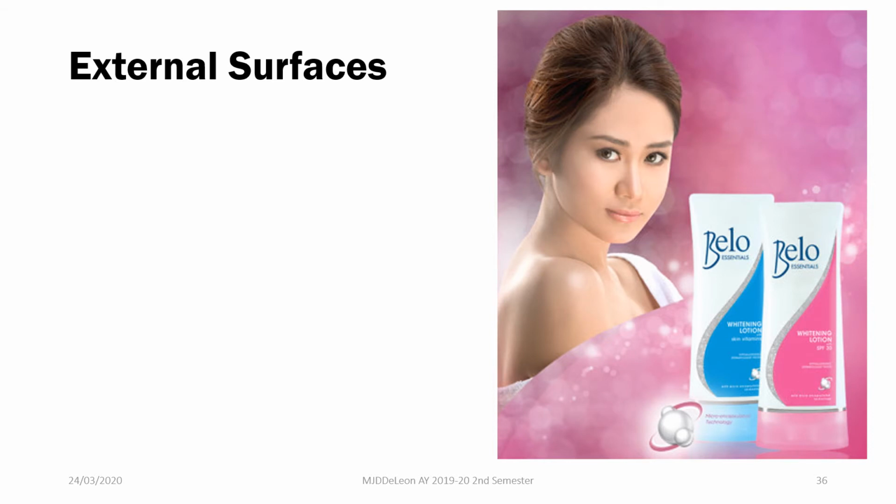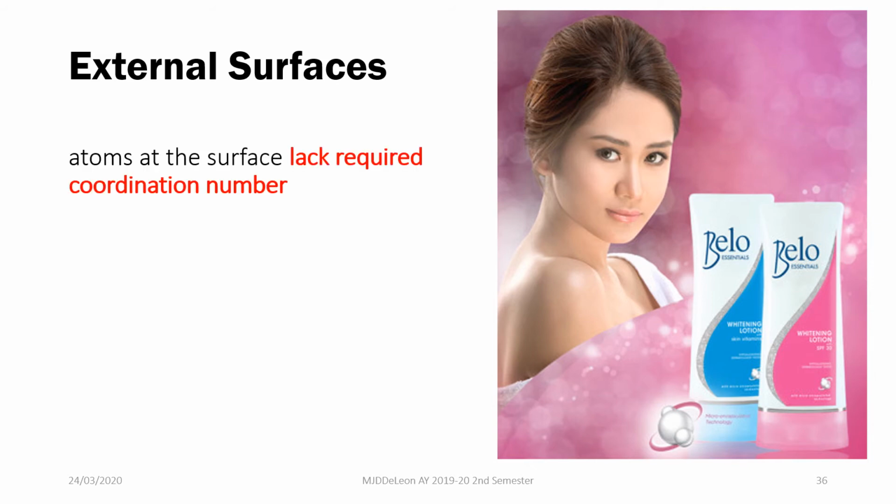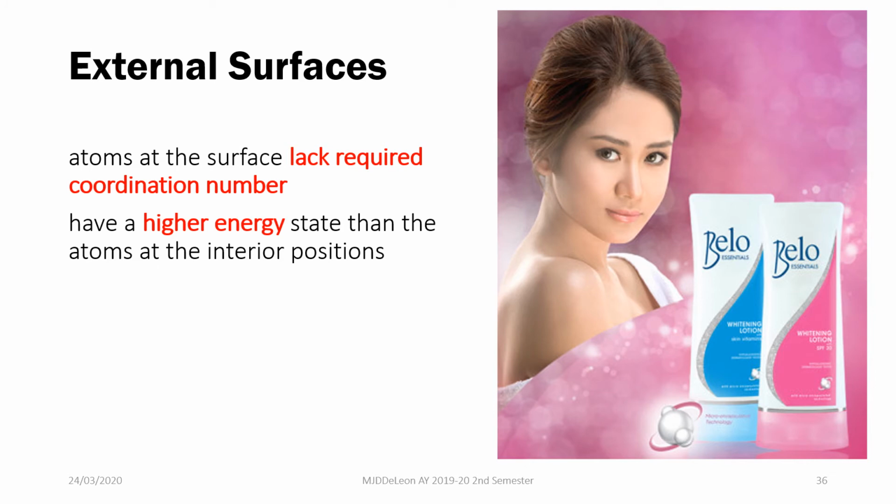So now, let's go to our planar defects. So one, we have your external surfaces. For external surfaces, these are the discontinuities in our crystal due to the termination of the crystal pattern. Or basically, ito yung outer faces ng ating mga bagay-bagay. So these are your external surfaces. So atoms at the surface, they lack the required coordination number that is expected for your crystal, they have a higher energy state than the atoms at interior positions, kaya meron tayong tinatawag na surface energy.